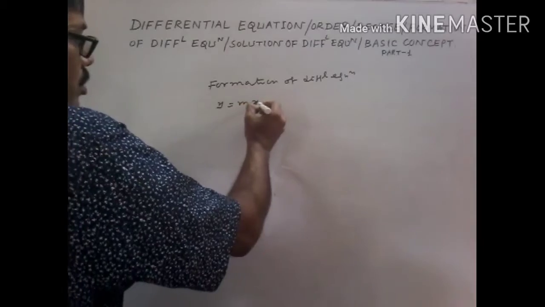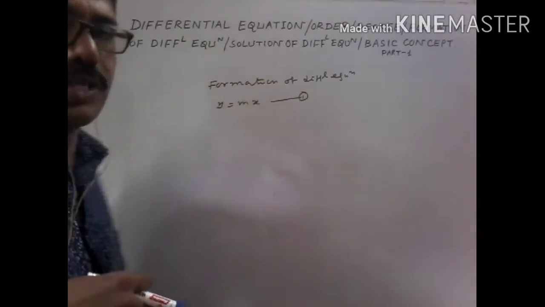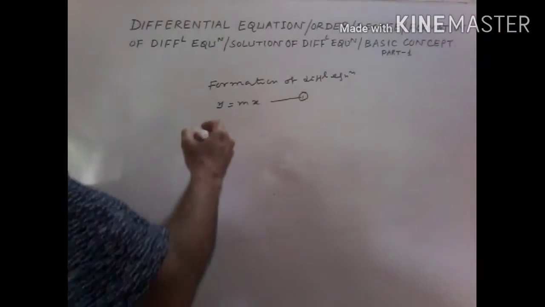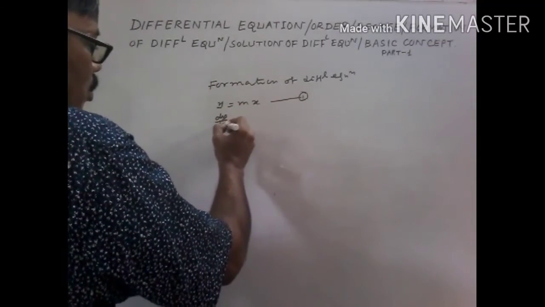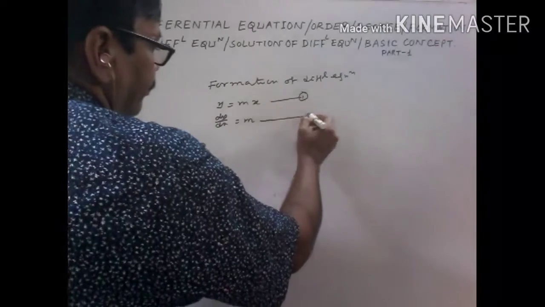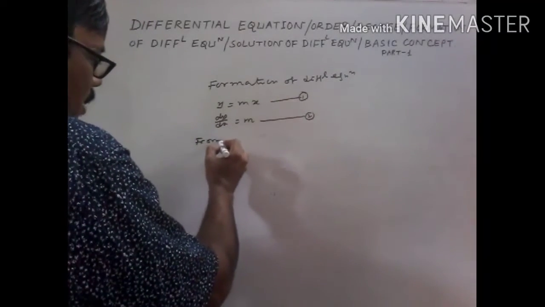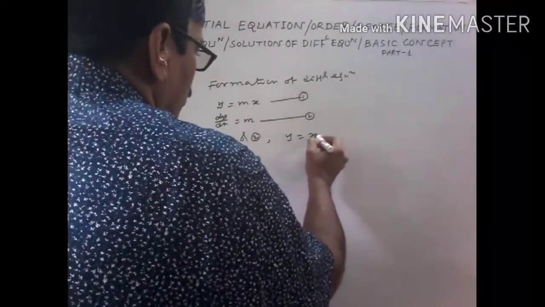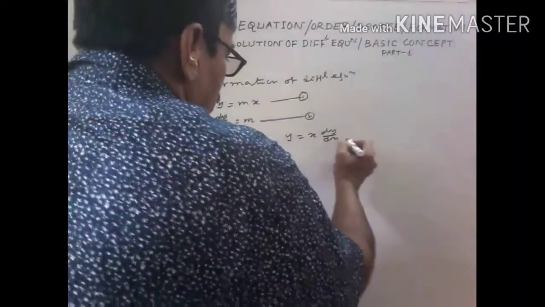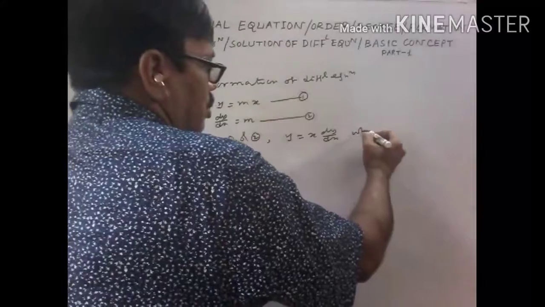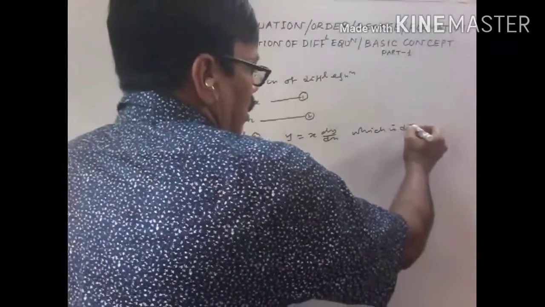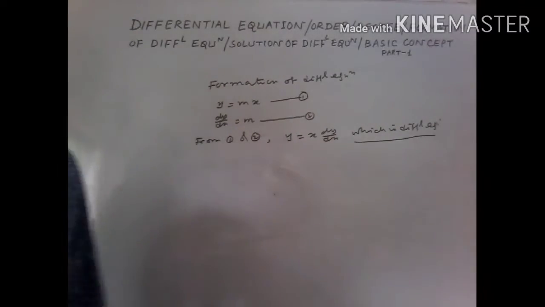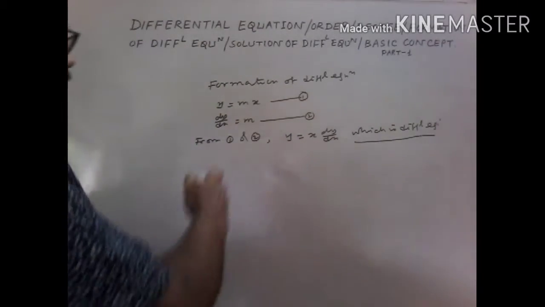Suppose y equals mx. So this is a line passing through the origin. So what is dy/dx? dy/dx equals m. So if we eliminate m from 1 and 2, what are we getting? y equals x into dy/dx, which is a differential equation. One constant, so first order derivative.